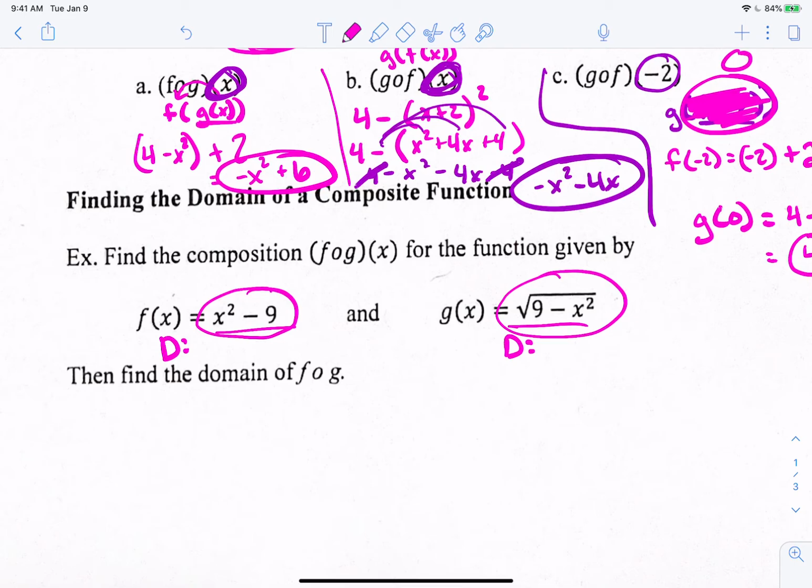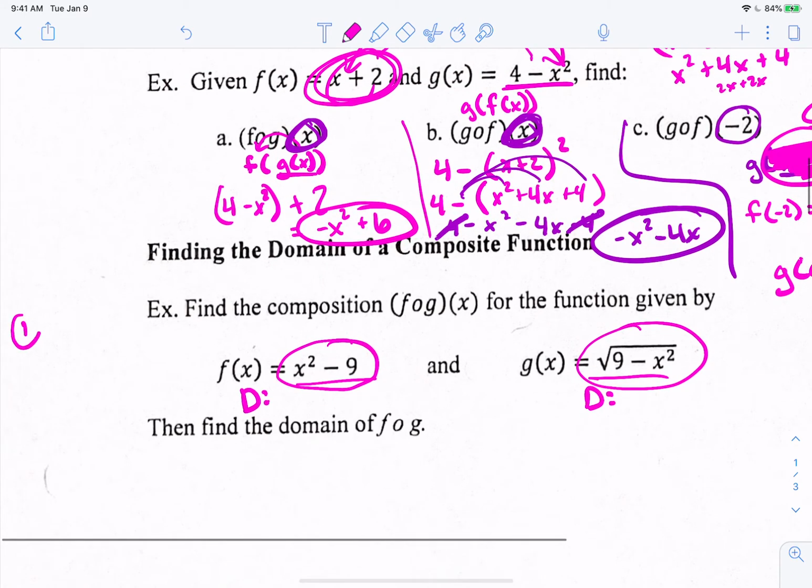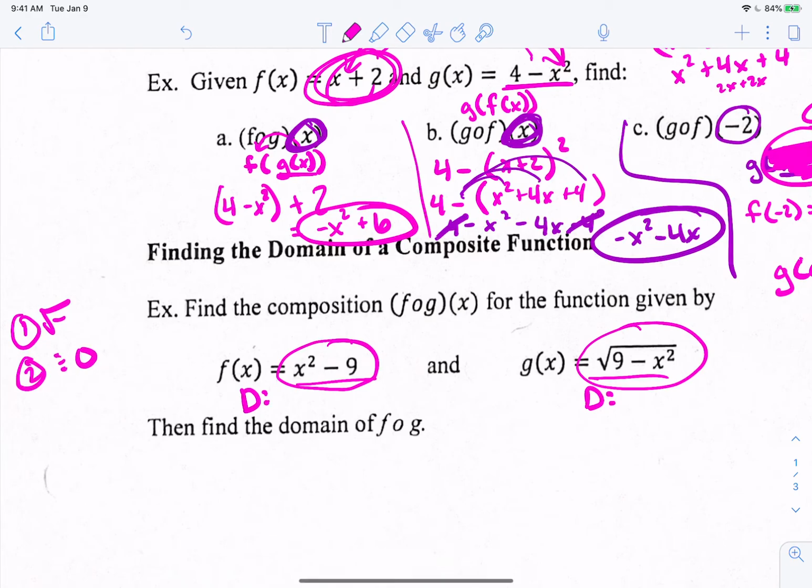The things that I'm looking for are a negative inside of a square root and dividing by 0. So for this f of x, am I going to end up with either of those things happening? No, so this one is all reals. I can plug any number I want in for x and that will work out. It's just a quadratic function, x squared minus 9.